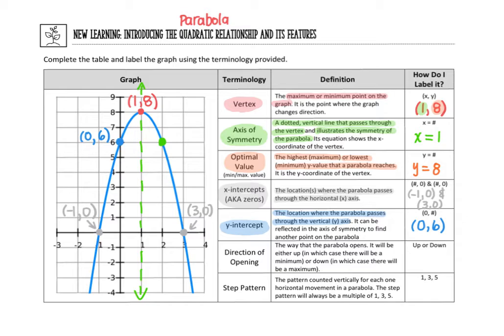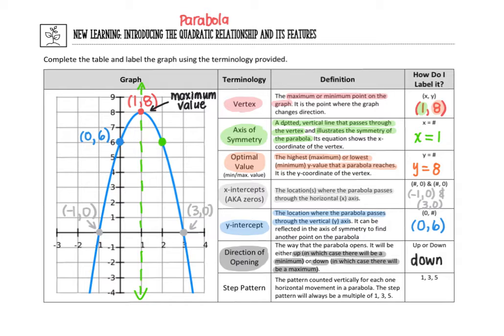The direction of opening of a parabola tells us whether the parabola is opening up or opening down. When we have a parabola that's opening up, it will have a minimum value. And when the parabola is opening down, it will have a maximum value. This parabola is opening down.